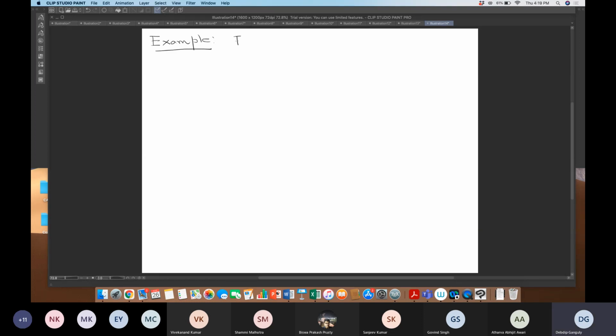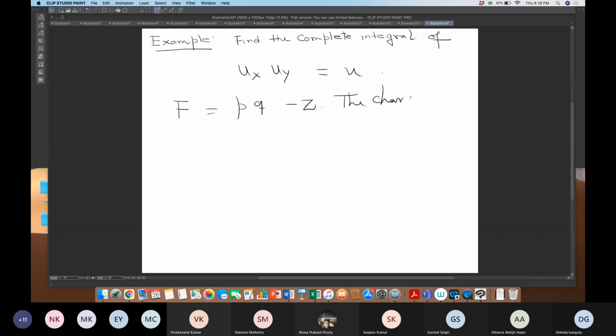Find the complete integral of the following. Same. Okay, what is f? This is your pq minus z. So the characteristics are, you see, there is no initial thing.